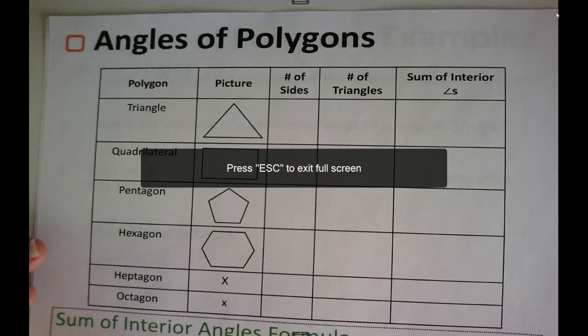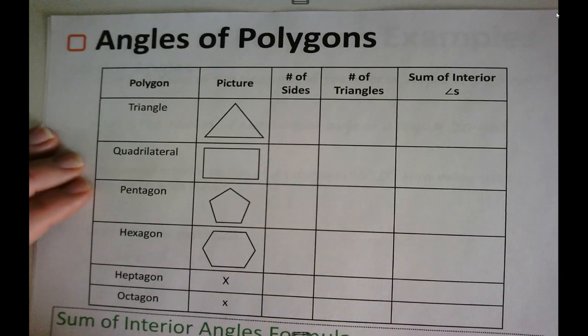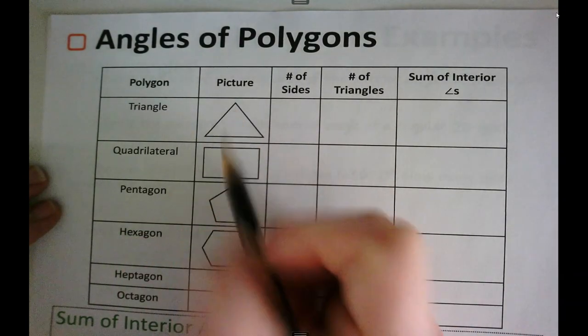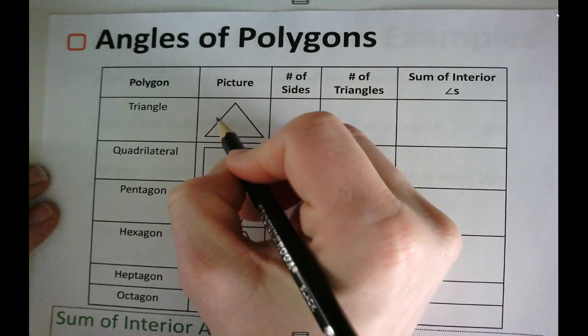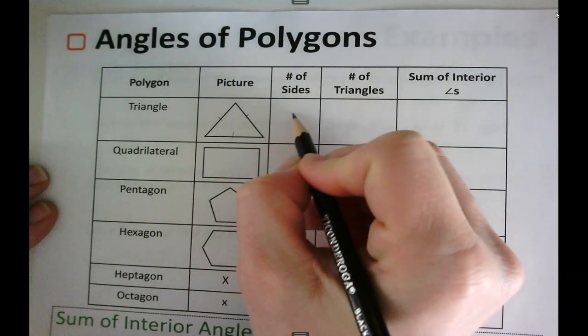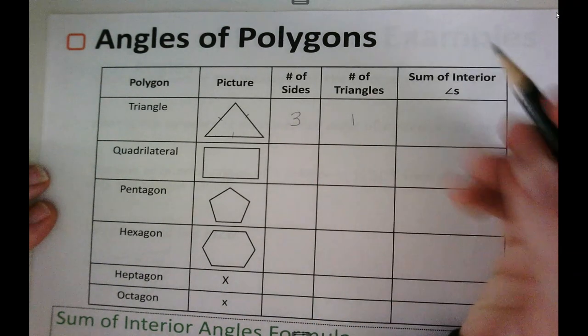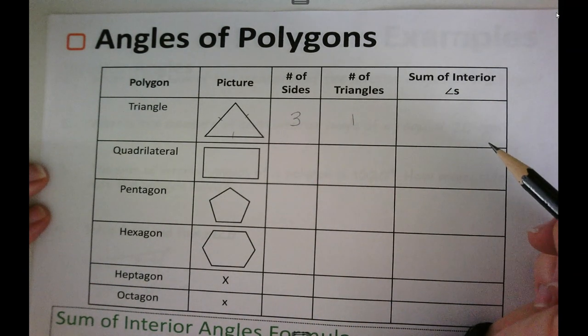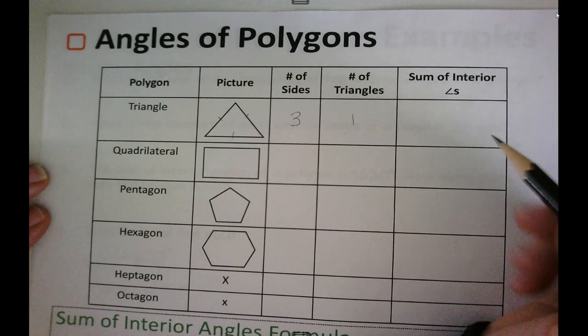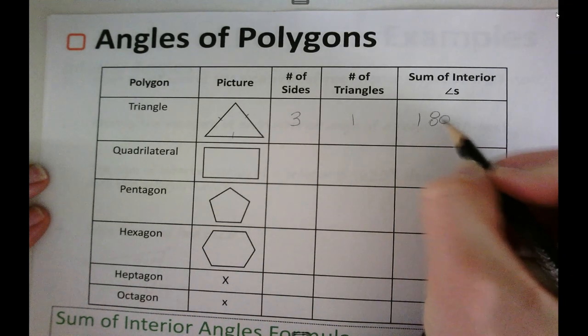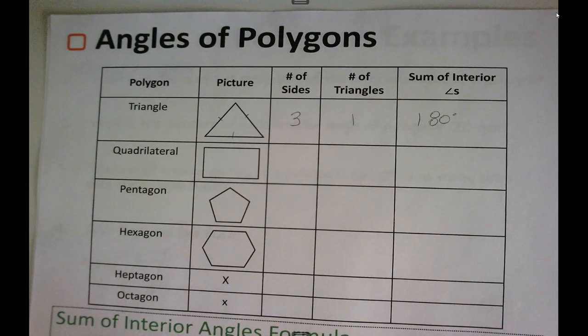Right, let's look at the angles of our polygons. So we've got our triangle, and we can count the number of sides we have in our triangle. We've got 3 sides. How many triangles do we have? We have 1. So the sum of our interior angles is 180. This is information that we have been dealing with and know with all of our triangles. They always sum to 180.